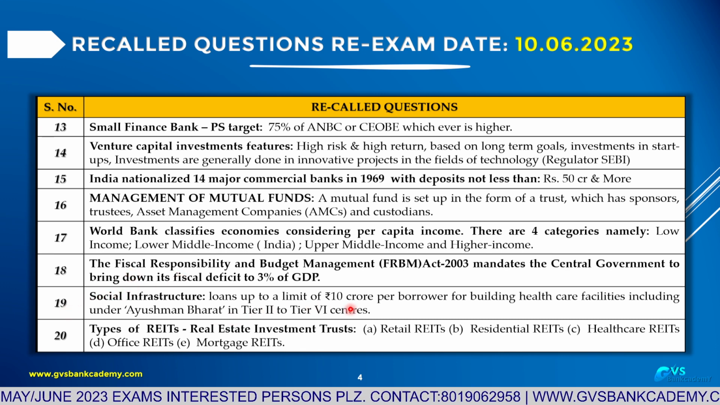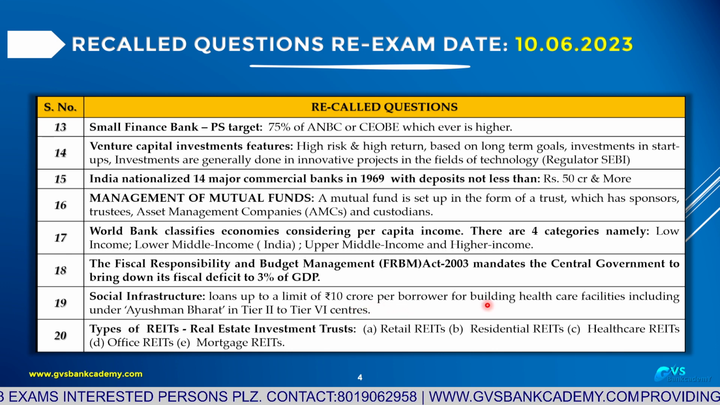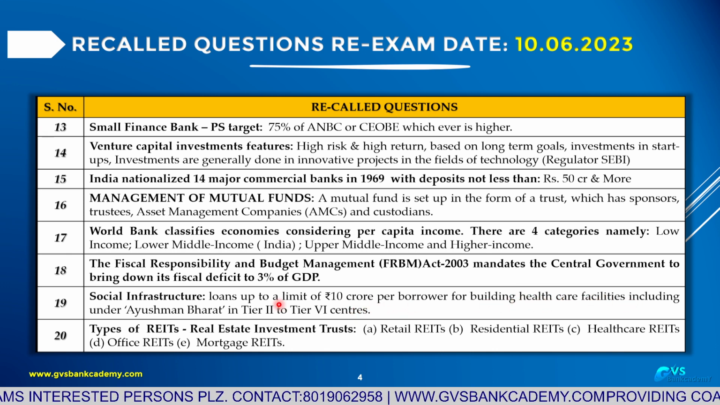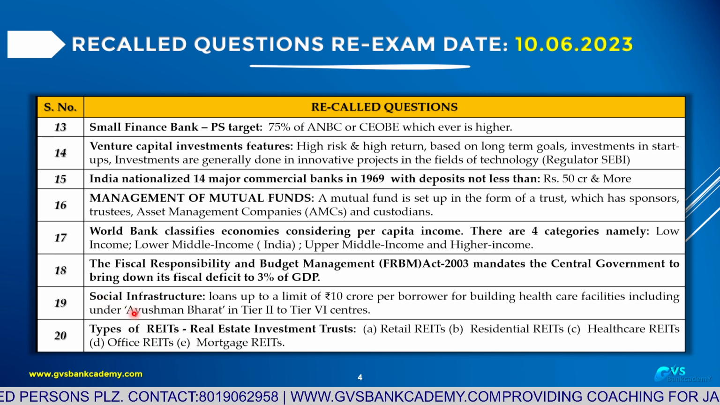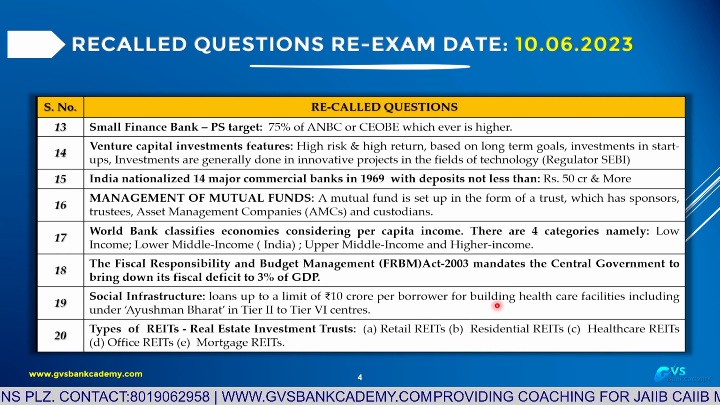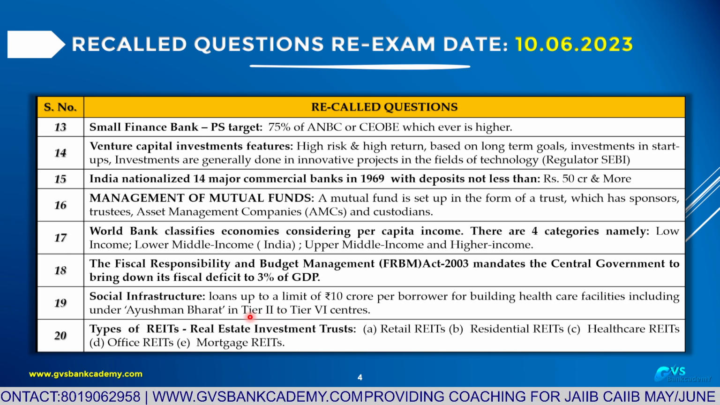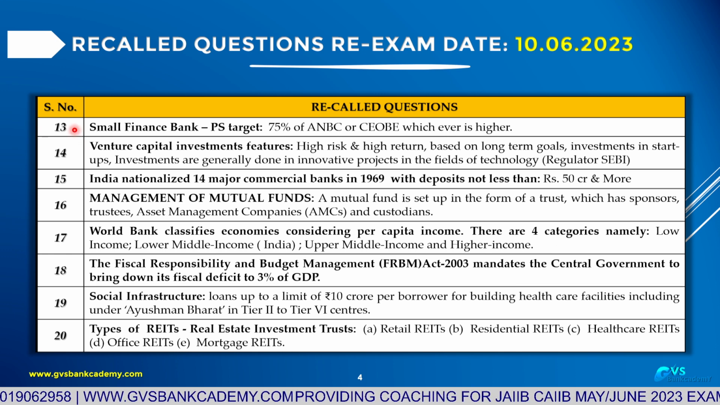19th question regarding priority sector. Social infrastructure normally 5 crores, but loan up to 10 crores for a borrower for building up healthcare facilities, including under Ayushman Bharat in Tier 2 to Tier 6 centers. Social infrastructure, Ayushman Bharat. What is the answer? 10 crores for a borrower for building healthcare facilities in places with population less than 1 lakh. This is about the social infra. Question number 13, priority sector. Question number 19 also priority sector.